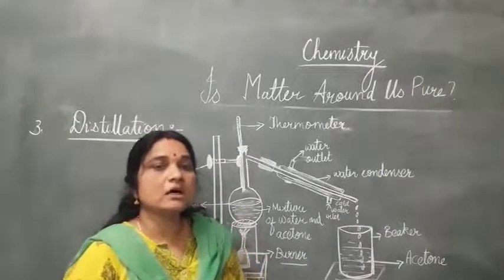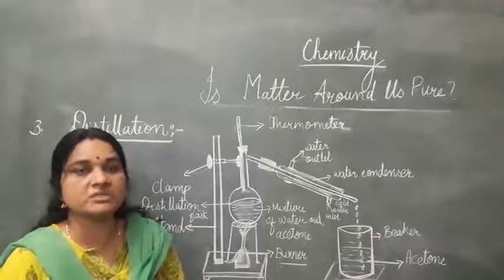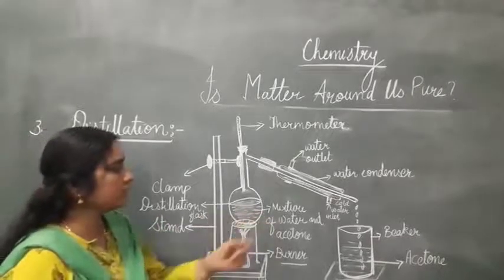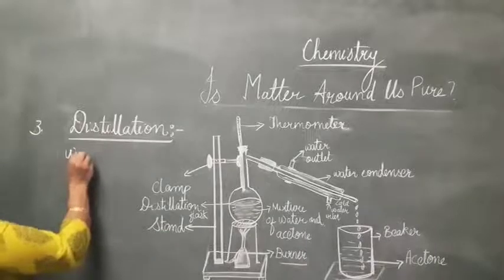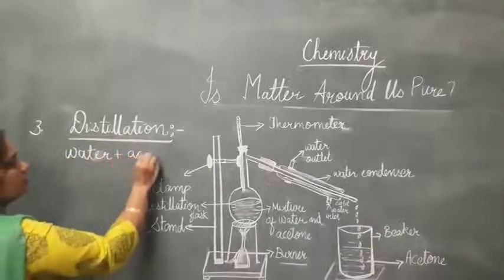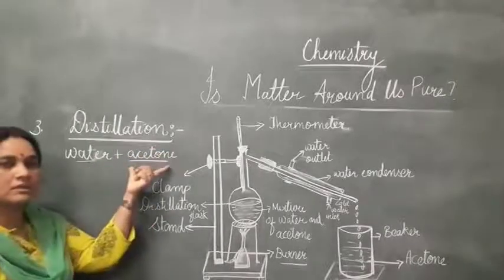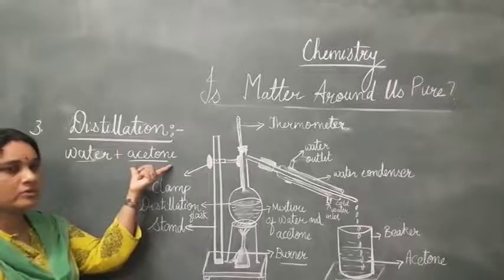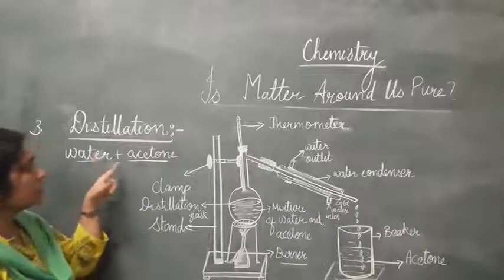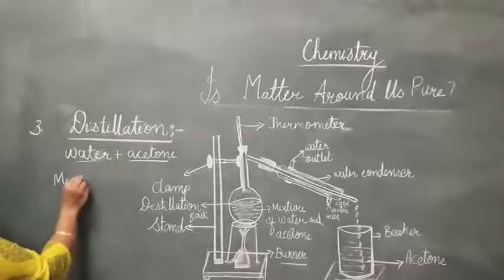Today we will see how to separate two components of a liquid if they are miscible, they mix together, and you cannot separate them, like a mixture of water and acetone. Acetone is an organic compound which is soluble in water. So here the main principle is that we are going to separate the miscible liquids.